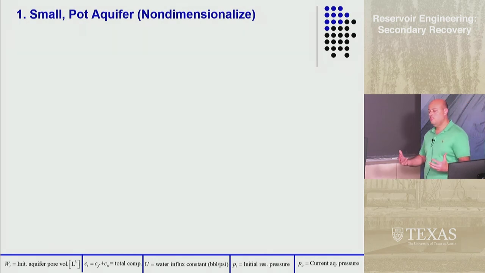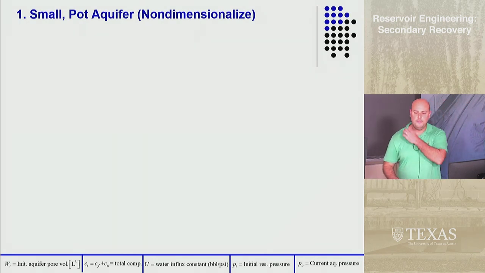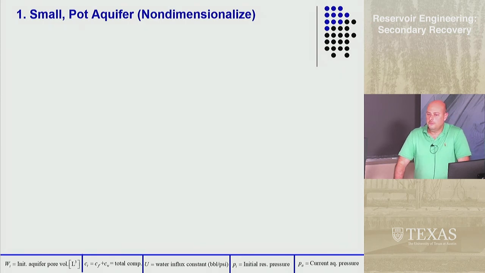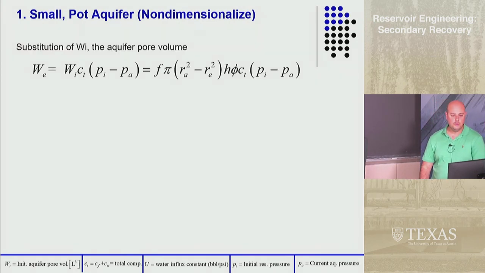One thing is that we as engineers like to use dimensionless equations a lot, right? And we like to do that because those equations are appropriate regardless of what your conditions are. It doesn't matter what your compressibility is and things like that. And then you can make plots that are more generic. So I wanted to show that. So if we put in our equation for WI, right? So WE is WI times, I'm calling it CT now, that's the total compressibility, the formation plus the water compressibility, times the pressure drop. Well, I put in my equation for WI, and this is my equation.